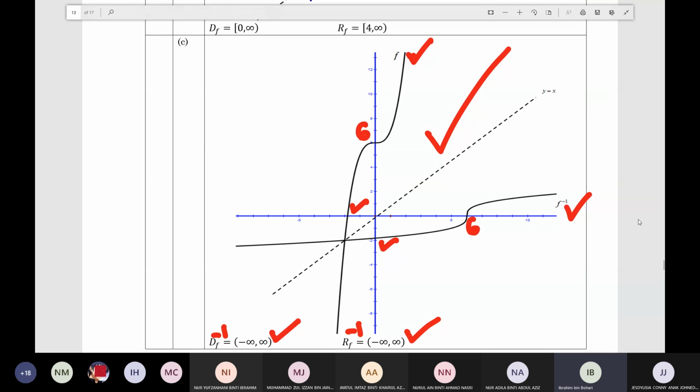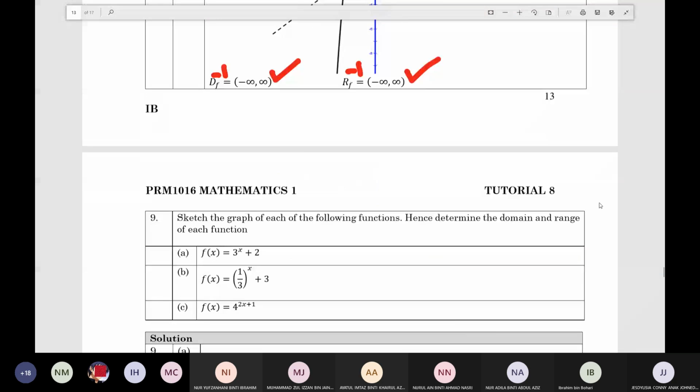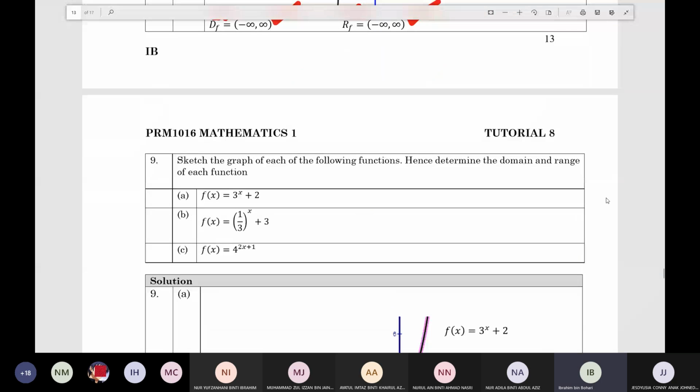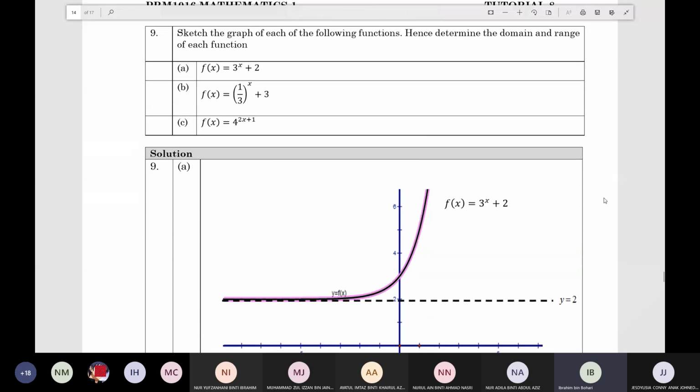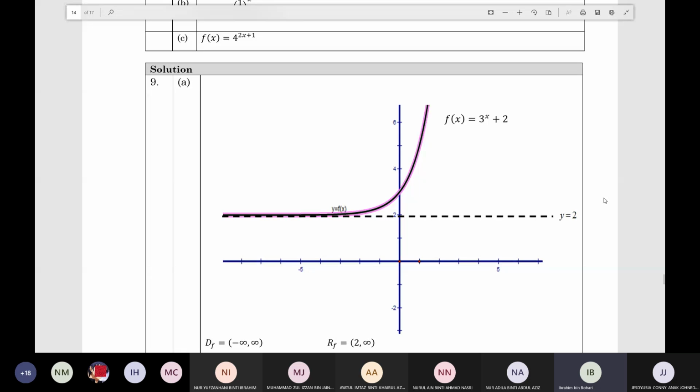Okay, settle. Question 8, inverse function. And question 9. Okay, kalau ada soalan tu letak dalam chat meeting. Lepas ni saya check. Okay, question 9, exponential function. Ini cek jawapan sahaja. Ini saya ramai boleh buat. Ini mudah. Exponential paling mudah.